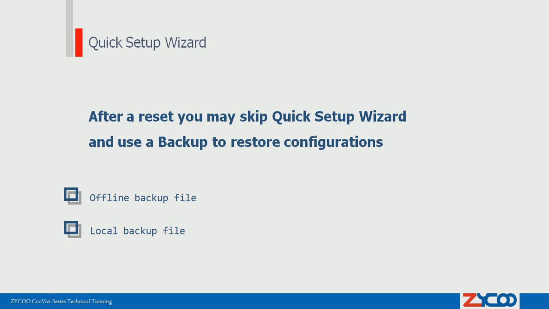There's one situation where you can skip the quick setup wizard, and it is recommended to skip it. After a system reset, you may skip the quick setup wizard and use a backup to restore the configurations. Either you can use an offline backup or a local backup. The local backup stored on the Coovox series will not be deleted after a system reset.